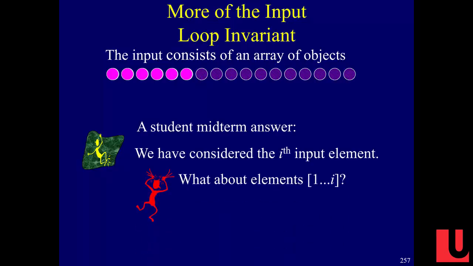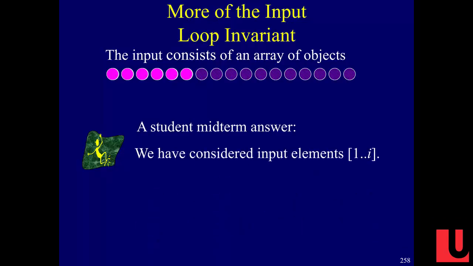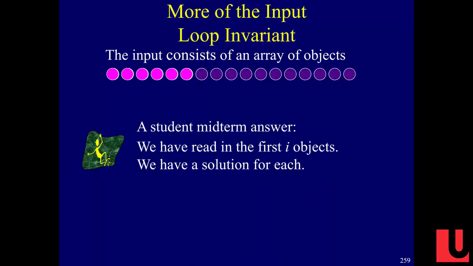Well, what about the other ones? We've considered the elements 1 through i. Yeah, and so what? You considered them. All right, so we've read the first i objects, and we have a solution for each of them.